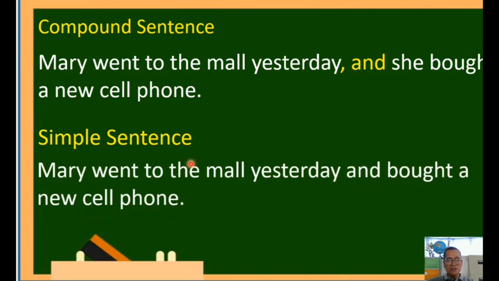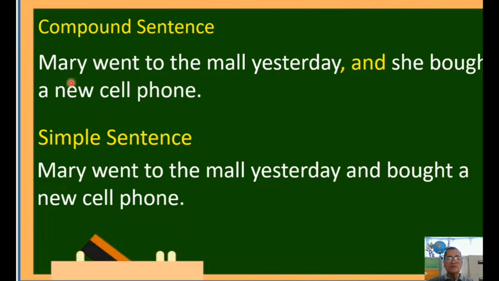Now, let us compare this to this sentence. Mary went to the mall yesterday and bought a new cell phone. Now, dito sa sentence na ito, meron tayong isang subject, Mary, pero dalawa ang ating verb phrase. Went to the mall yesterday, at ito pang isa, bought a new cell phone. So, ito ay isang simple sentence lang, kasi ang subject natin ay isa lang, itong Mary.